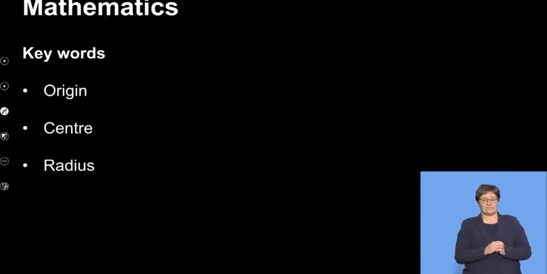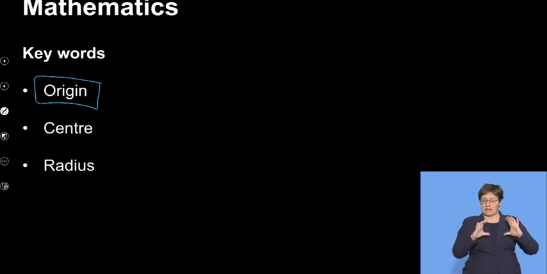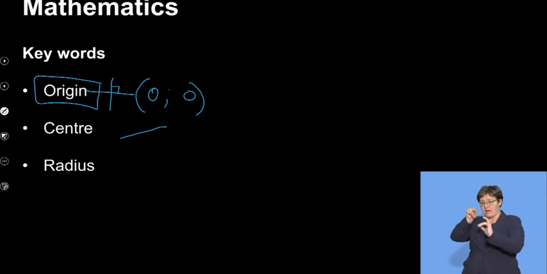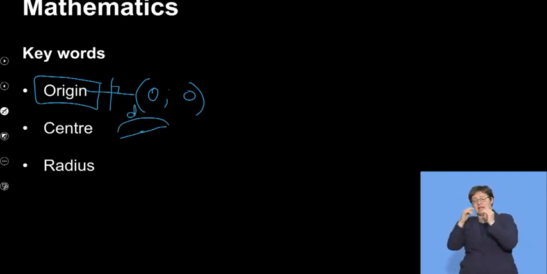Now, one thing that you need to make sure you are clear on when it comes to circles is the concept of origin, because this is where the coordinates are 0 and 0. So you do need to make sure you know that. Normally it's where the axes are perpendicular to one another. The center will be the midpoint of the diameter. If this is the diameter, then this will be the radius of the circle.